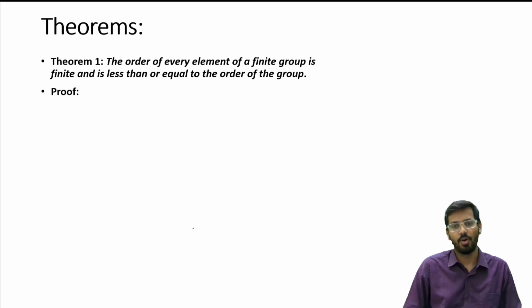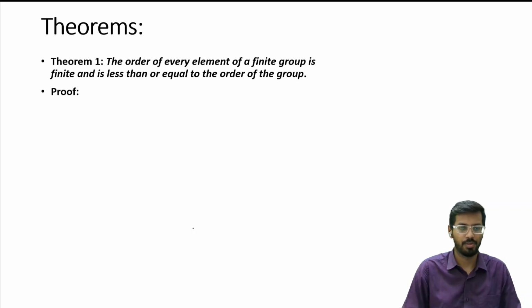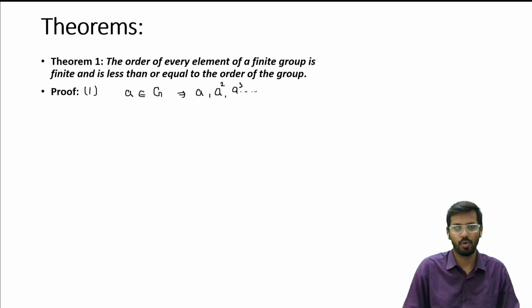First is: the order of every element of a finite group is finite, and that is less than or equal to the order of the group. So first we will prove the first part. The first part is: if we take a belongs to G, where G is a group, then we can say a square, a cube, and so on should also belong to G by closure property.